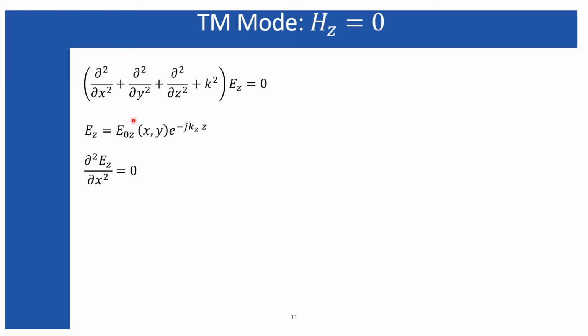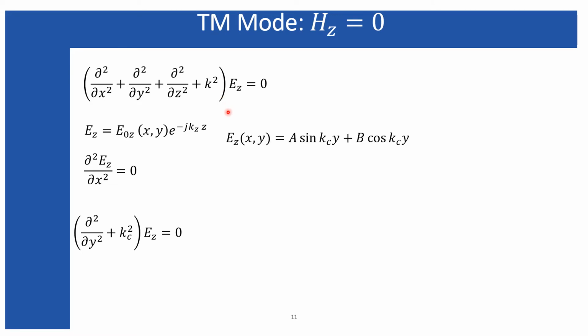So plugging these two conditions into the first equation, we'll have these expressions where the derivative with respect to y will be retained along with this kc, and kc is just the difference between this kz and k, where kz represents the wave number of the wave which is propagating between these two plates, and k defines the maximum wave number of the medium that exists between these two plates. So the solution you can easily find from this expression.